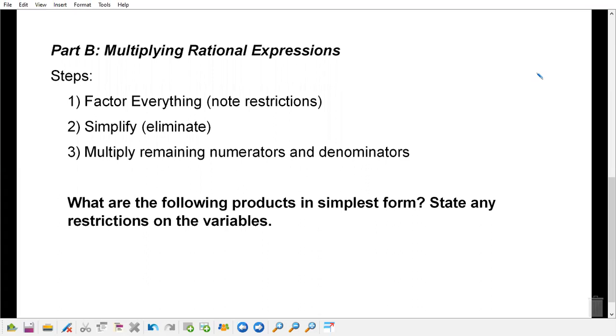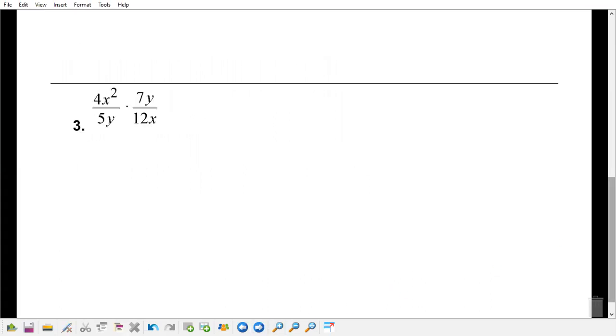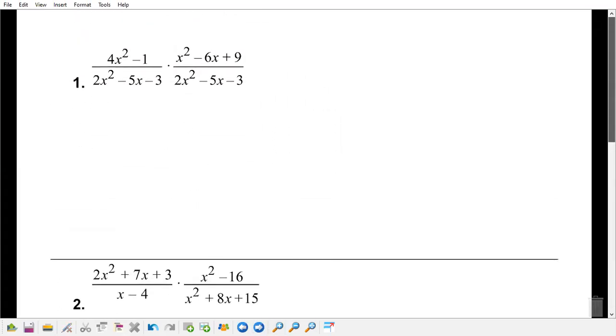So for the next problems, we're going to find out what are the following products in simplest form, and we're going to state any restrictions on the variables. So let's flip it. So example 1, step 1 says for us to factor everything. So we're going to factor everything.